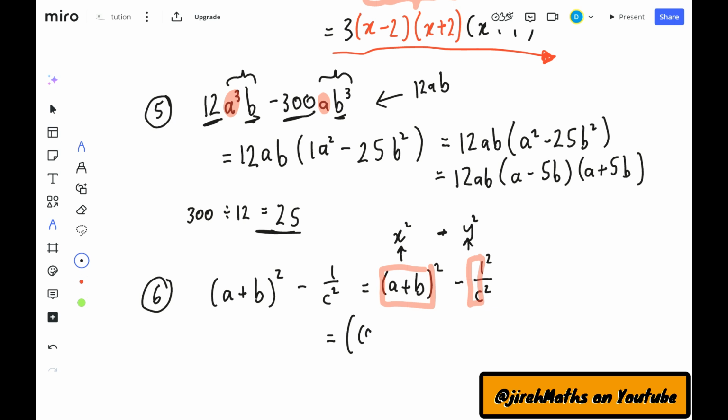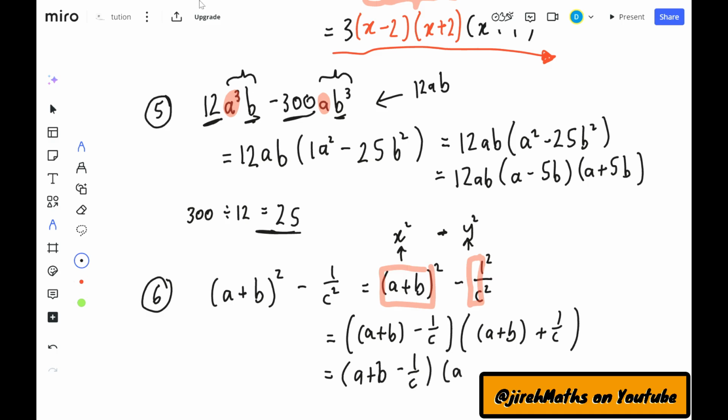So that becomes a plus b minus 1 over c into, I'm keeping the brackets just so it's easier for us, a plus b plus 1 over c. Then I can drop the a plus b bracket, so it becomes a plus b minus 1 over c into a plus b plus 1 over c. And there we go. Difference of squares, not that difficult.